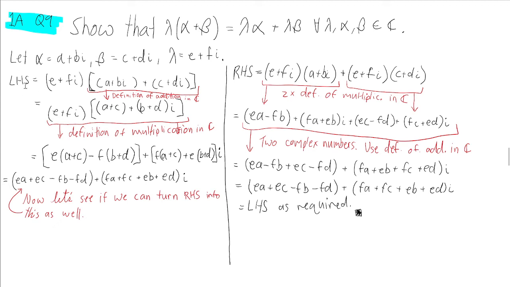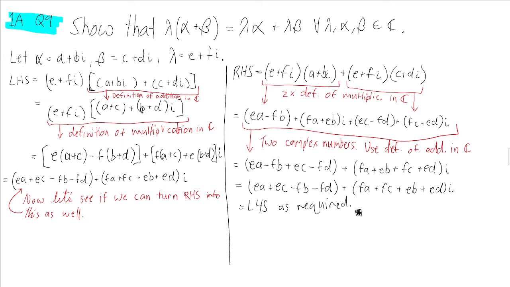And let's get started. So the left-hand side is lambda times (alpha plus beta). That's lambda, e plus fi, times alpha and beta. So we can use the definition of addition. We can't straight prove it by distributing because that's not defined in the complex numbers yet. That's what we're proving. So we use addition in complex numbers, and we add the real coefficients and the imaginary coefficients. We get (a plus c) plus (b plus d)i.